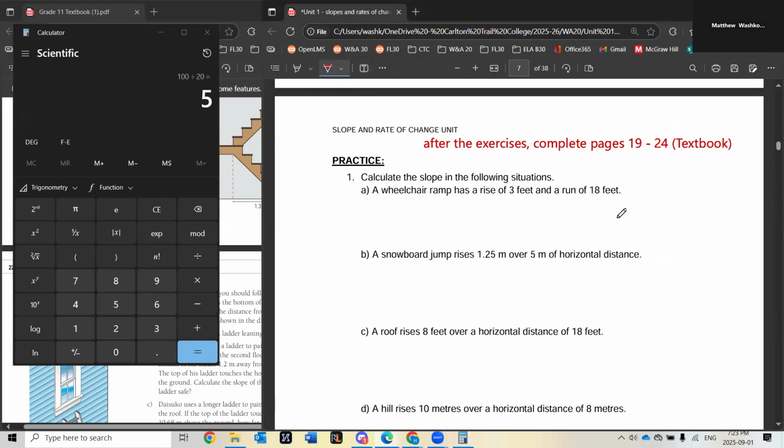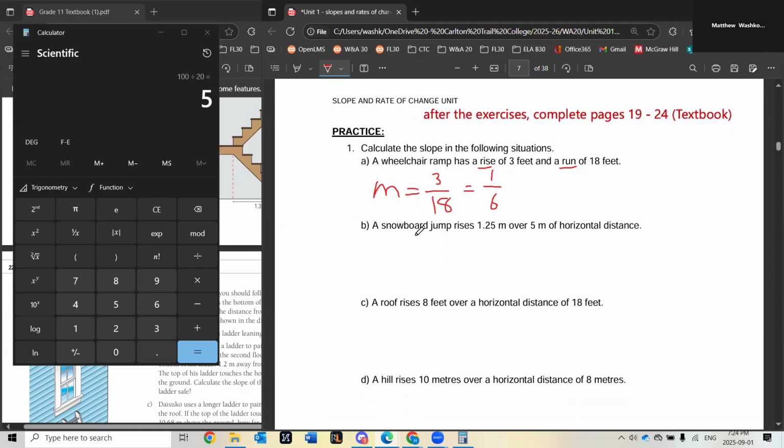We have a wheelchair ramp that has a rise of 3 feet and a run of 18 feet. Well, m is equal to rise over run. My rise is 3 feet. My run is 18 feet. So this is correct. You can simplify this, though, to 1 over 6 if you want. Check out the calculator video if you haven't yet. I'll show you how you can do this with the calculator. Both of these are correct, but 1 over 6 is the more correct answer.